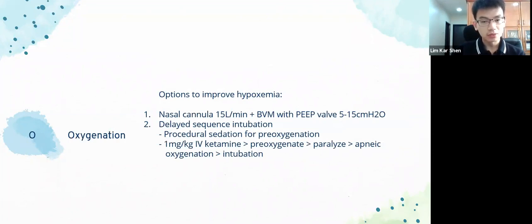Oxygenation. Options to improve hypoxemia include the apneic CPAP recruitment method through nasal cannula 15 liters per minute and bag valve mask with PEEP valve 5 to 15 centimeters of water, with delayed sequence intubation for pre-oxygenation. Through this process, at first we administer 1 mg per kg of IV ketamine, then we pre-oxygenate the patient and administer paralytic agent. Next, we go for apneic oxygenation, which is the passive flow of oxygen in the apneic patient. Then we proceed with the intubation.